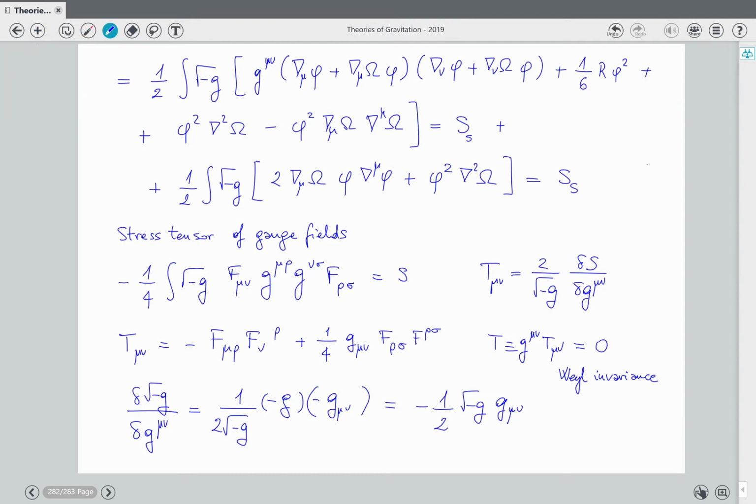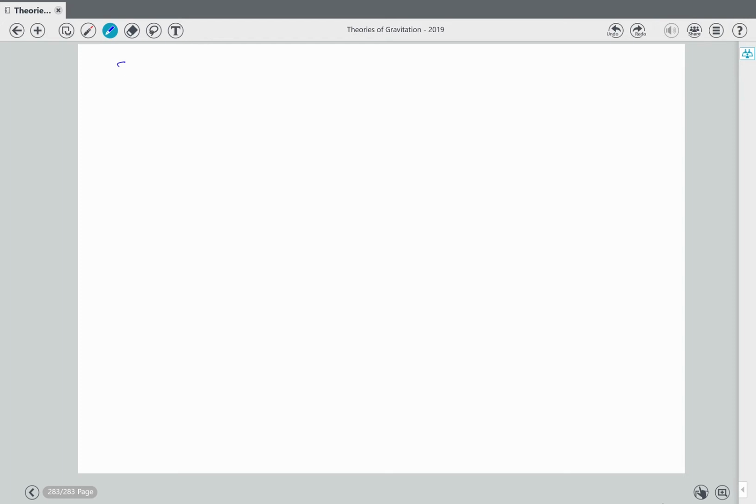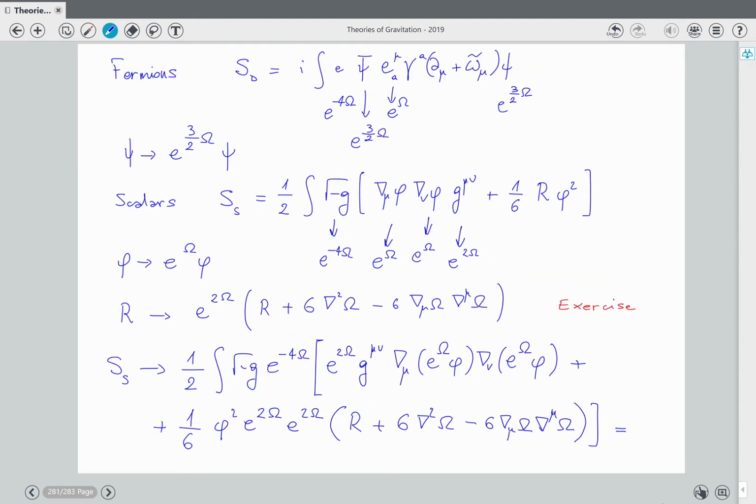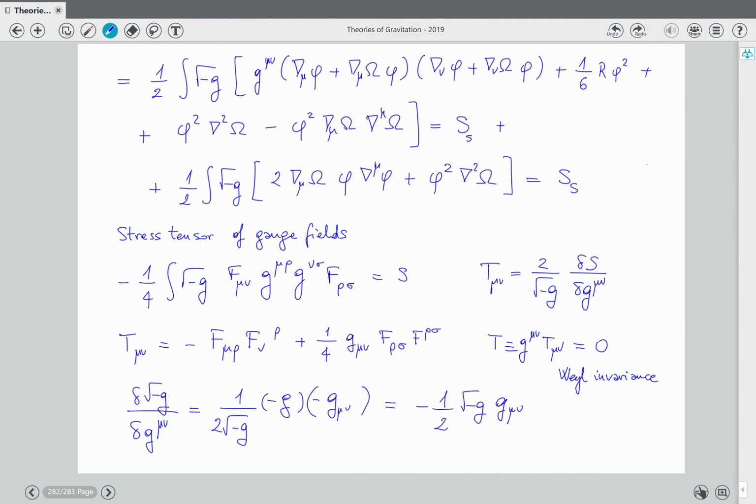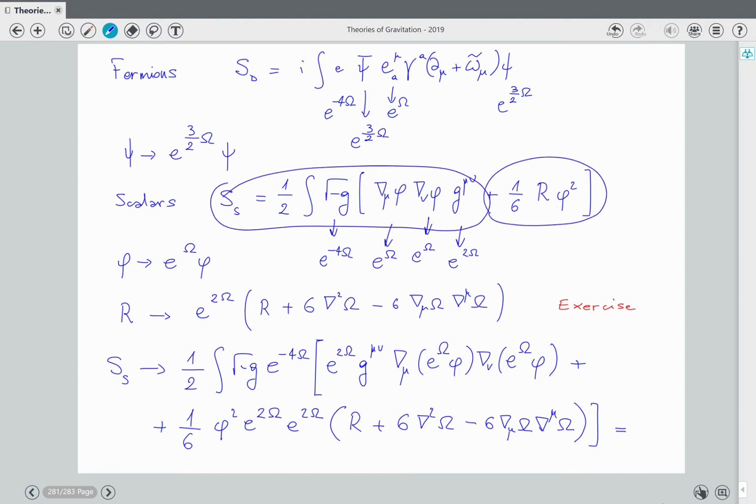Let us also write the stress tensor for a Weyl invariant scalar field, massless, in flat space. Here we have to apply this formula to the action we have, possibly adding the non-minimal coupling, and then you choose the metric to be flat.